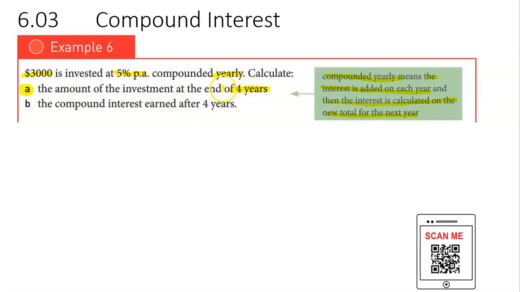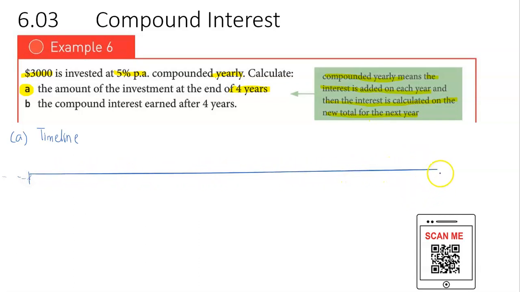I don't have any formula to show you. Here, we are going to use the timeline method to solve this question. In order to do the timeline method, first you need to draw a line. I'm using a ruler, that's why it's so straight. Here you indicate it's from year 0. Starting from year 0, how much money do you invest? $3,000.